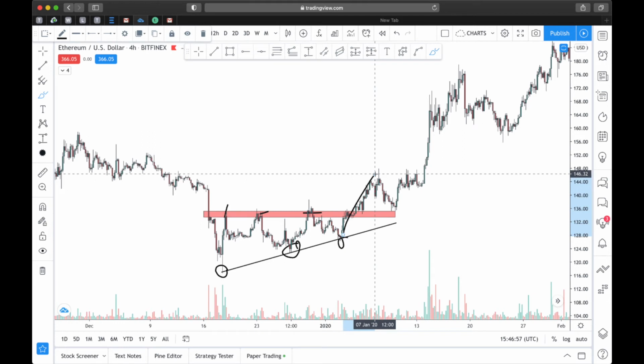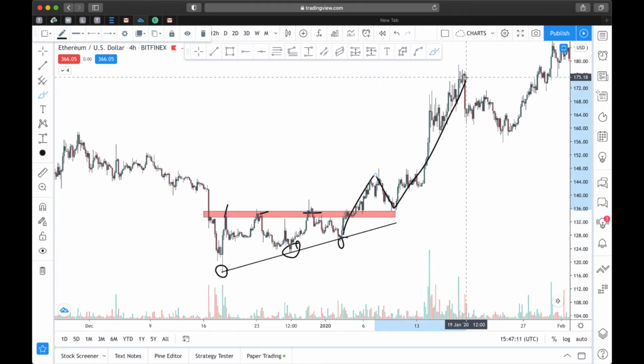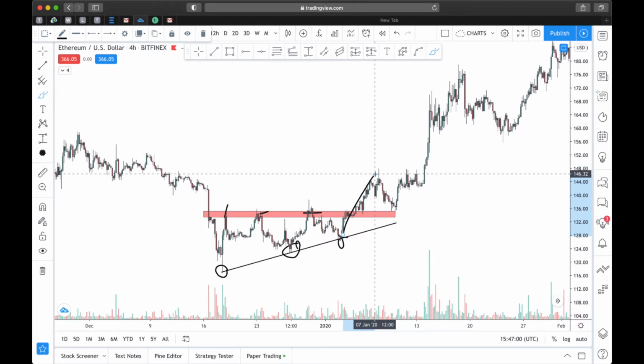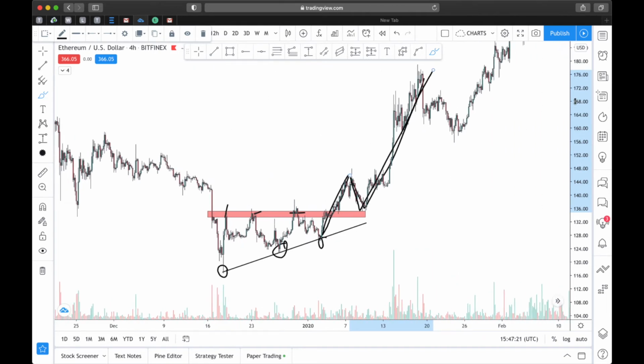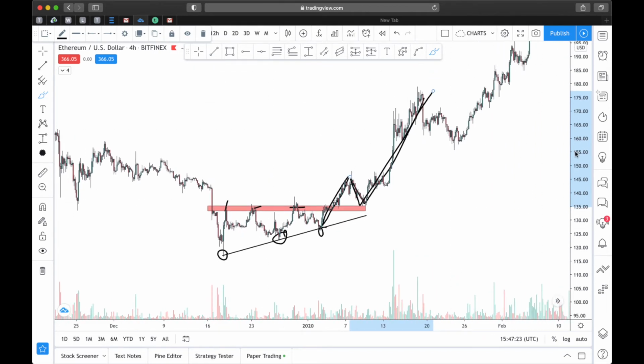And remember, I said whenever there is a breakout, 80% of the time, the price will come down to retest that region that it broke out from before continuing to go up. So it's basically a breakout retest strategy. Do you understand? So that's basically all for the ascending triangle.